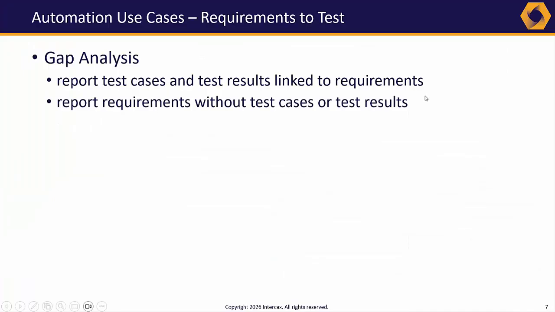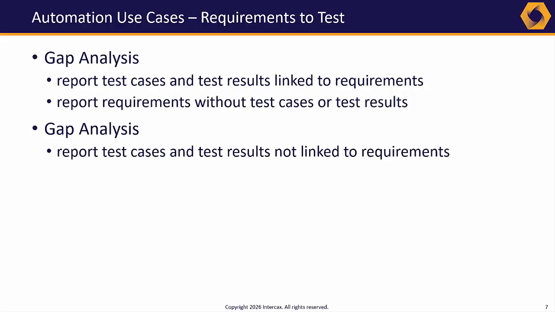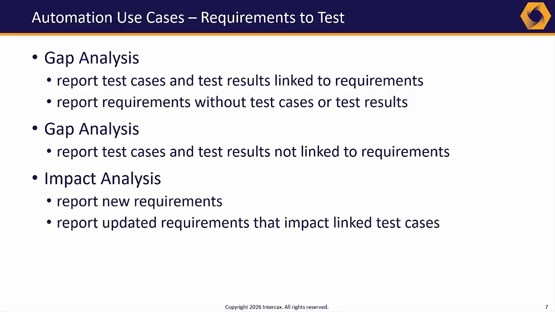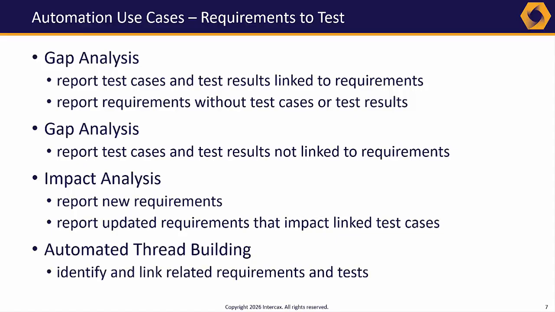This is only one automated use case involving requirements and test. We could reverse the gap analysis and look for test cases that have not been assigned to a requirement for a specific project. We can do impact analysis, identifying new requirements or changes to requirements that could impact downstream testing. And we could use pipelines to build the digital thread in the background, using either key attribute matching or advanced AI reasoning to identify and link related requirements and tests.